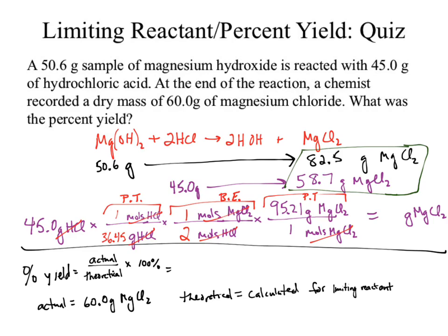I see where your number is coming from, but I asked magnesium chloride. 58.7 grams of magnesium chloride is the most we could make because the 45 grams of hydrochloric acid limit our reaction. Which means, what have we just found? The theoretical yield. Our theoretical yield is this 58.7.